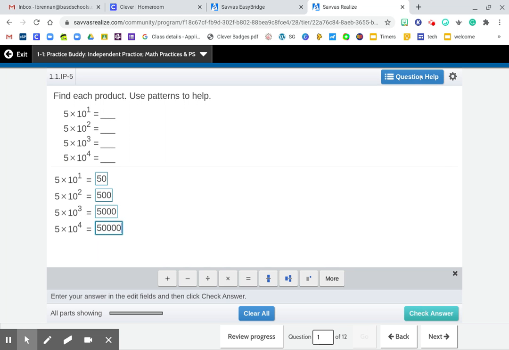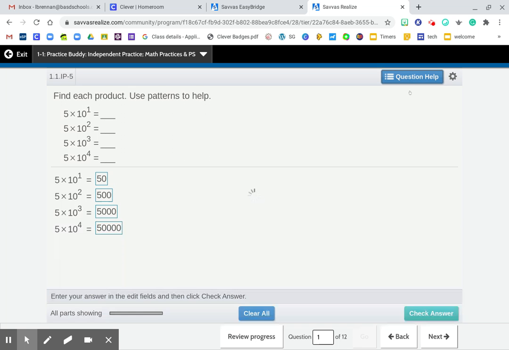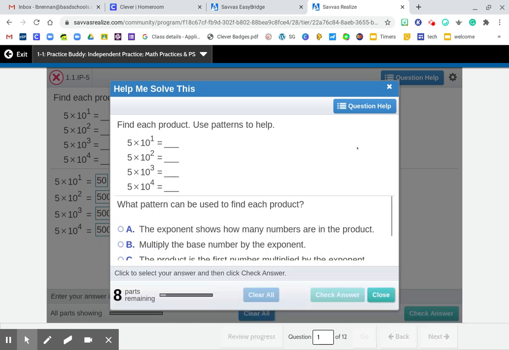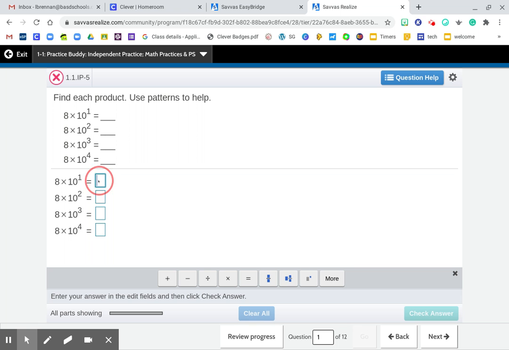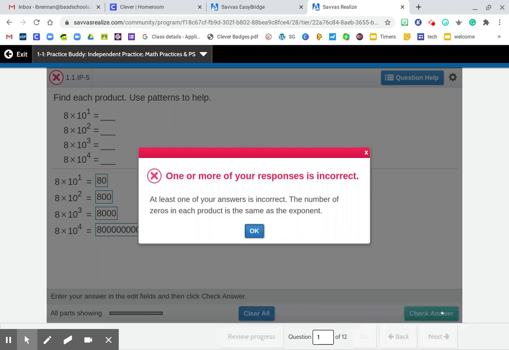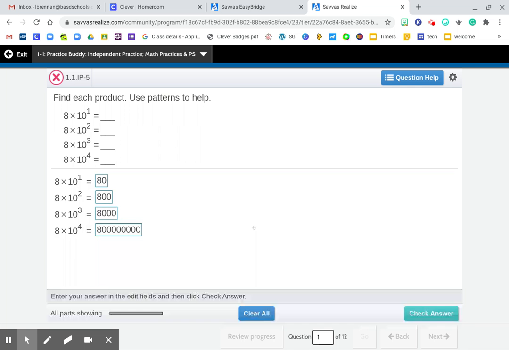And if I need some help, I go up for help, and you can do the help me solve this, and it'll give you some help on the questions. You can also, if you get it wrong, it will give you some suggestions. So let me put this one in here, and I'll do something wrong so we can see how this works. I think most of you have used this last year, but for the kids that haven't, let's add a couple extra zeros here and see what happens. It's going to tell you, nope, something's wrong there.